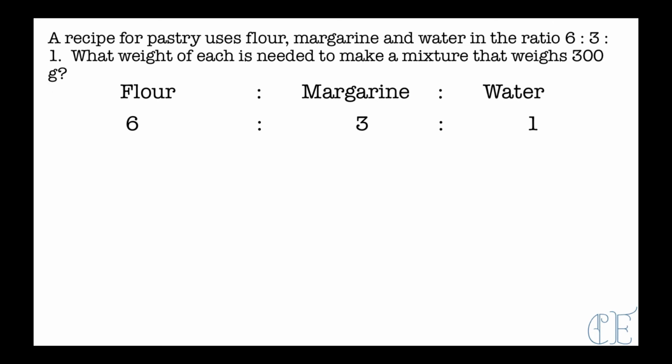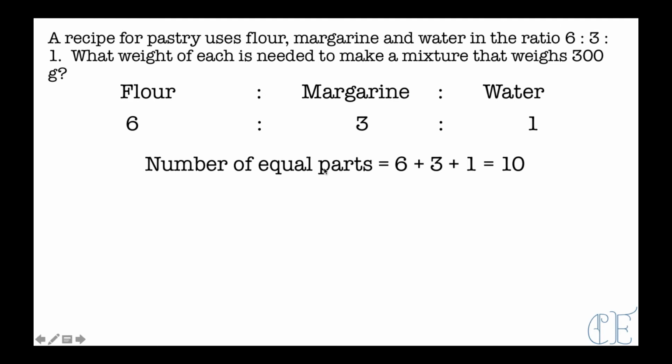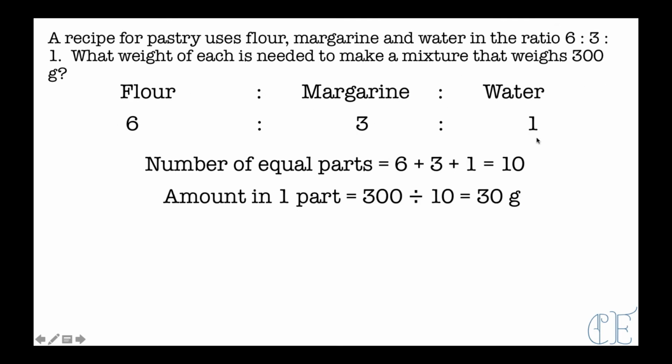Okay, so we know we've got the number of equal parts here is 6 plus 3 plus 1, which is 10. So we have 10 parts. We then need to think that we've got a mixture that weighs 300 grams and we need to know how much we need for each part. So the amount in one part is 300 divided by 10 so that we can say how much one part is. So 300 divided by 10 is 30 grams.